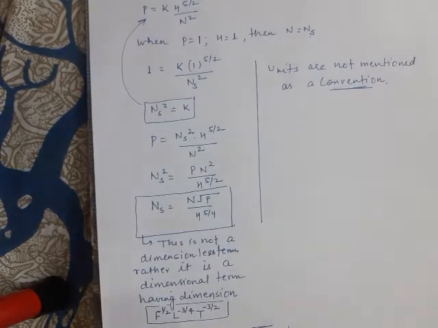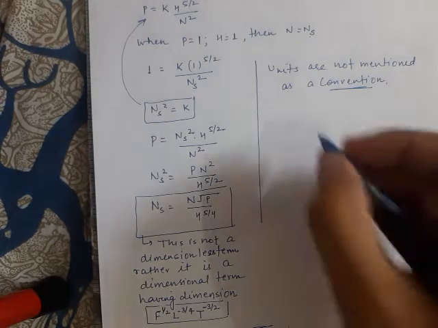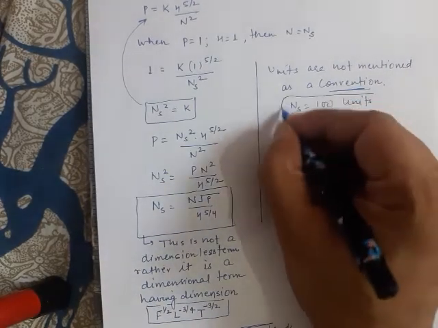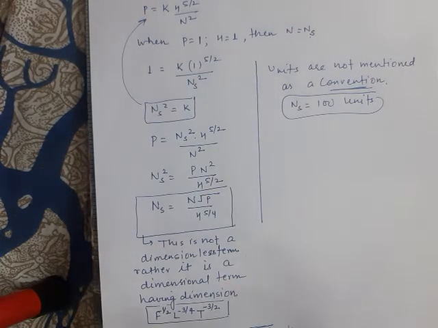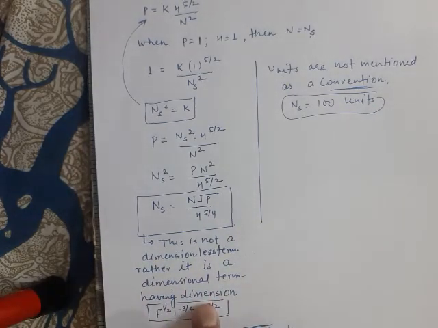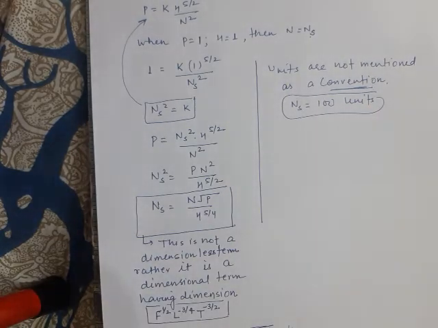That is why the authors may confuse you that it is a dimensionless term. Units are not mentioned as a convention. For example, Ns is 100. Simply we write 100, we do not write what its unit is. For example, Ns equals 100 units. Specific speed is 100 units. So its unit is not mentioned. The unit corresponding to this dimension is not mentioned as a convention. So specific speed is a dimensional term. It is not a dimensionless term. It is a dimensional term, but when written in numerical form, its unit is not mentioned, as a convention.